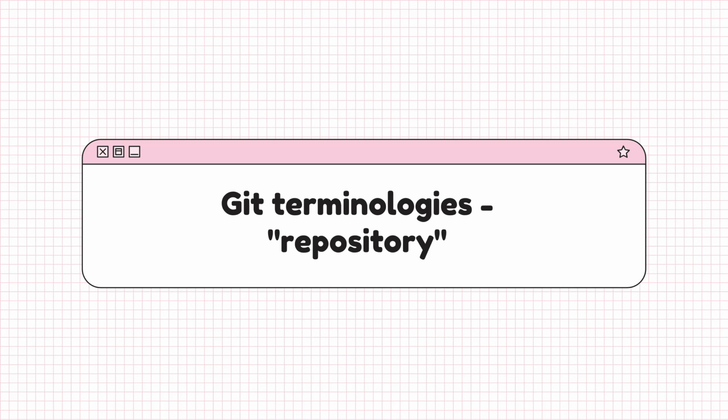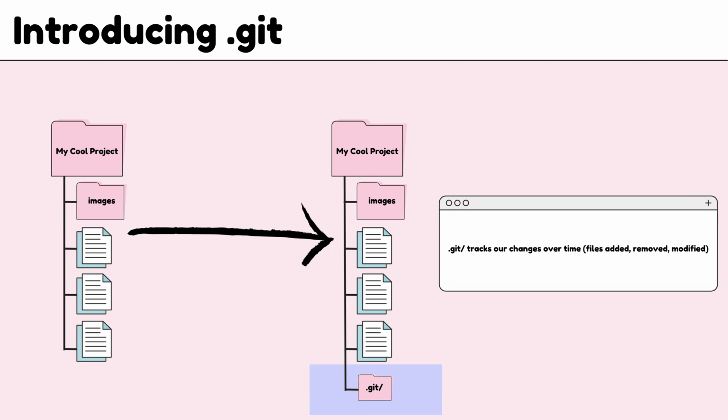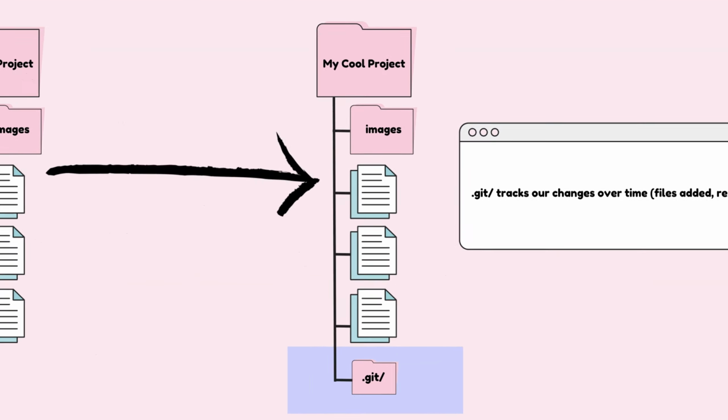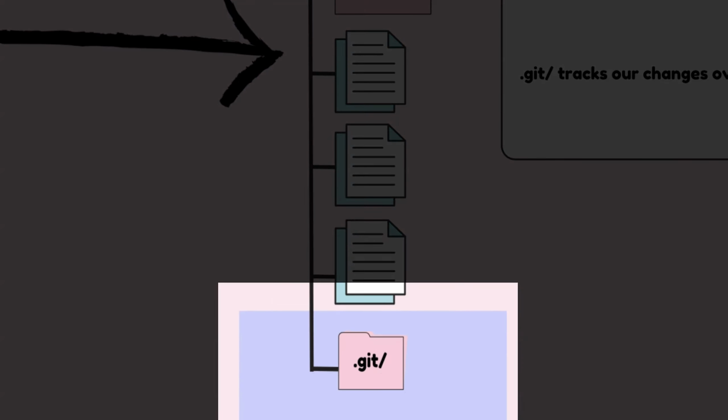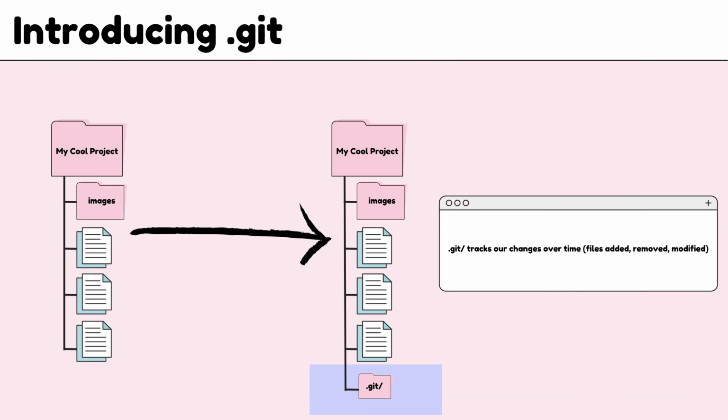When getting started with Git, the first thing that you'll probably hear is a term called repository. A repository, or repo for short, is basically a folder or a place where all files are stored. When you initialize Git into your project locally, a new folder called .git gets created. .git will then track your changes over time, so any new images added to the images folder or changes made to any of these files will now be tracked.